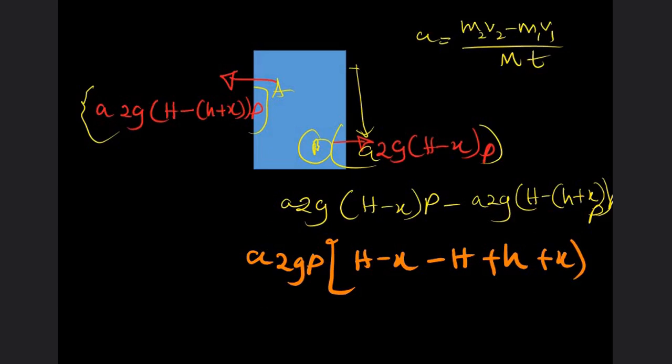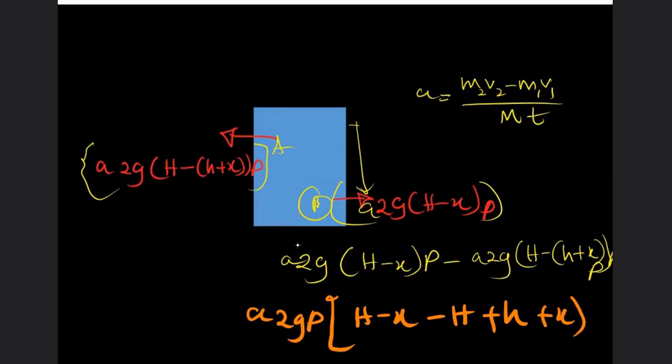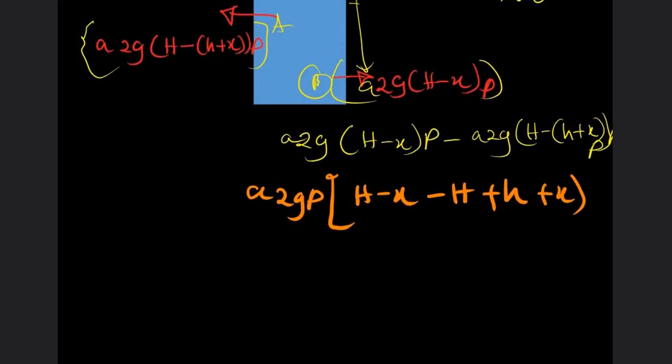Now you should see the values that cancel off. Capital H cancels off, and the simple x cancels off. We are getting only A 2g rho simple h.